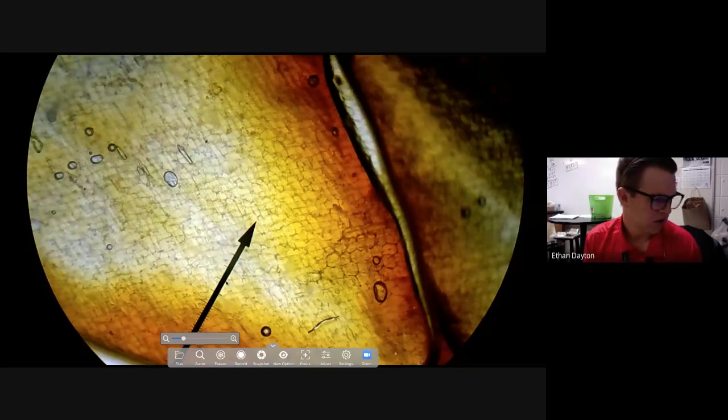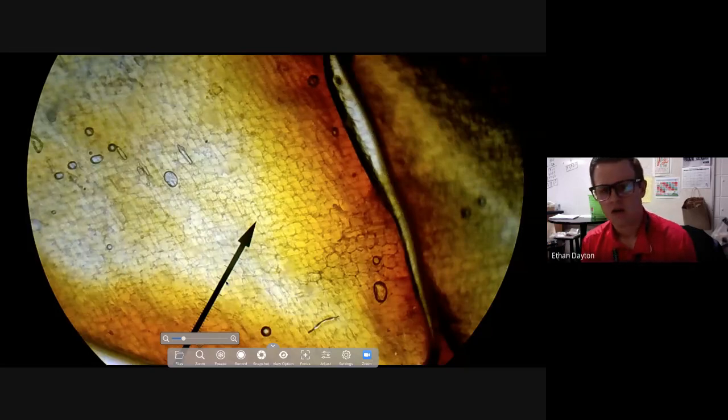Somebody give me a shout out, because I can't see anybody right now. I'm looking at a picture of the microscope. Somebody give me a shout out.